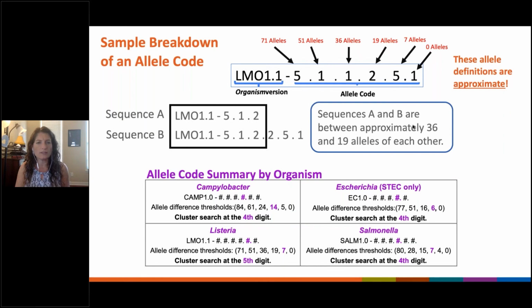I have a table that summarizes this for Campylobacter, STEC, Listeria, and Salmonella. The number that is highlighted in purple is the digit on which we recommend local users do their cluster searches. For Campy, it's the 4th digit, same for STEC, same for Salmonella. For Listeria, it's actually the 5th digit.